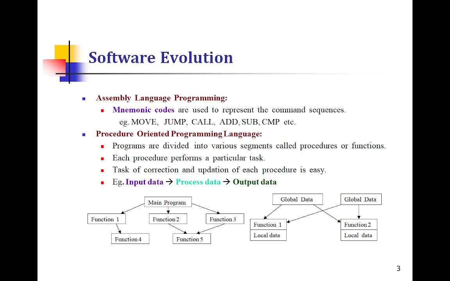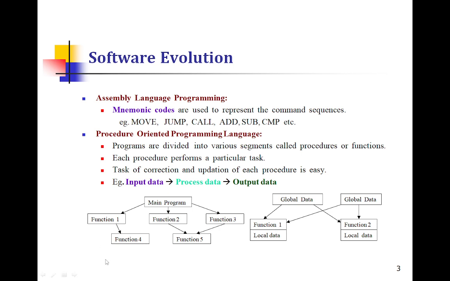In procedural oriented programming languages, the program is divided into a number of segments, otherwise called procedures, and each procedure performs a particular task. If I want to do the same kind of task repeatedly, I can call that particular procedure and execute that objective. The normal flow we follow is input data, then process the data, then output data. These are the major processes we are doing.